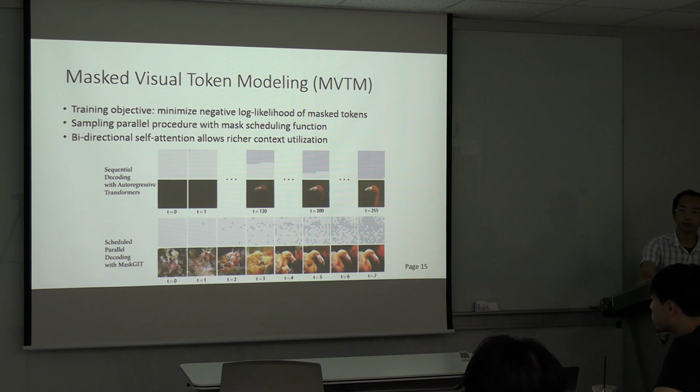And then we generate more. So we have no control over the generated image. Right. Okay, that's great, cool. And the second line, you mentioned that there is some kind of scheduled parallel decoding with mask it, but it's a little bit hard to know how it works.